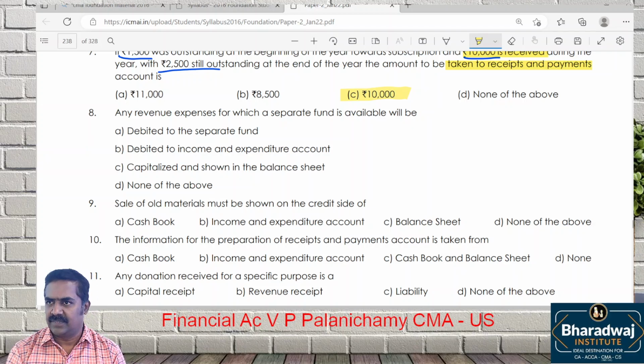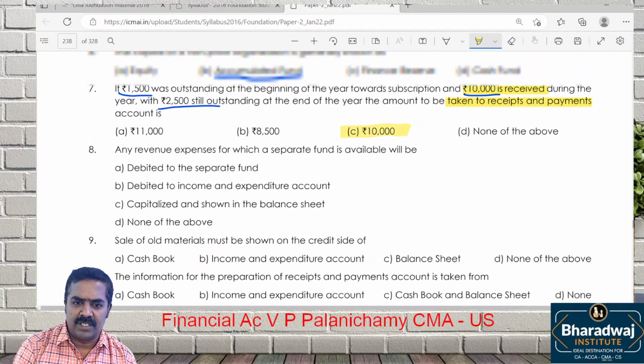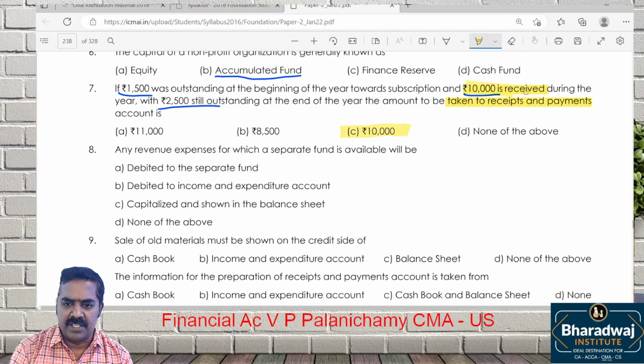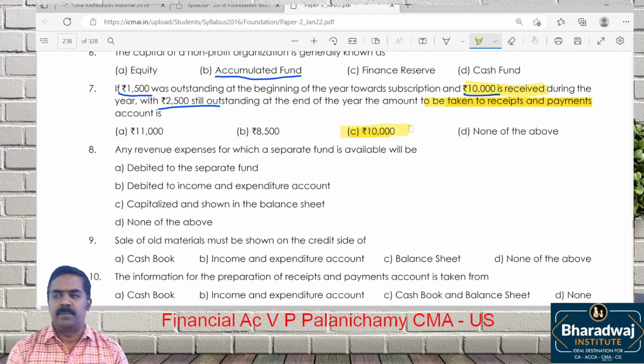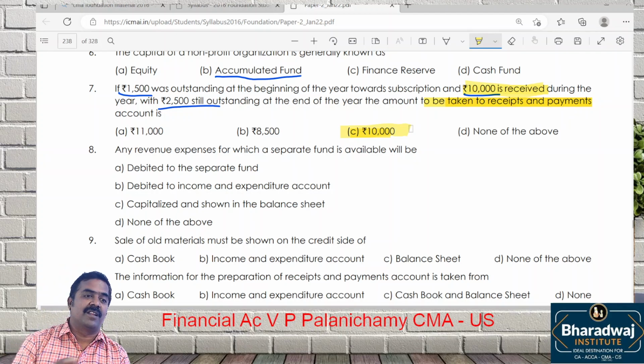தப்பு. 10,000 தான் correct answer. Look at the question once again. எவ்வளவு received? Then amount to be taken to receipts and payments account is 10,000. Receipts and payments account receipt தான் ரெக்கார்ட் பண்ணனும். எவ்வளவு ரிசீவ் பண்ணிருக்கோம்? 10,000. Income and expenditure account தான் அந்த ஆன்சர் வரும். அந்த plus minus போட்டு வரும்.